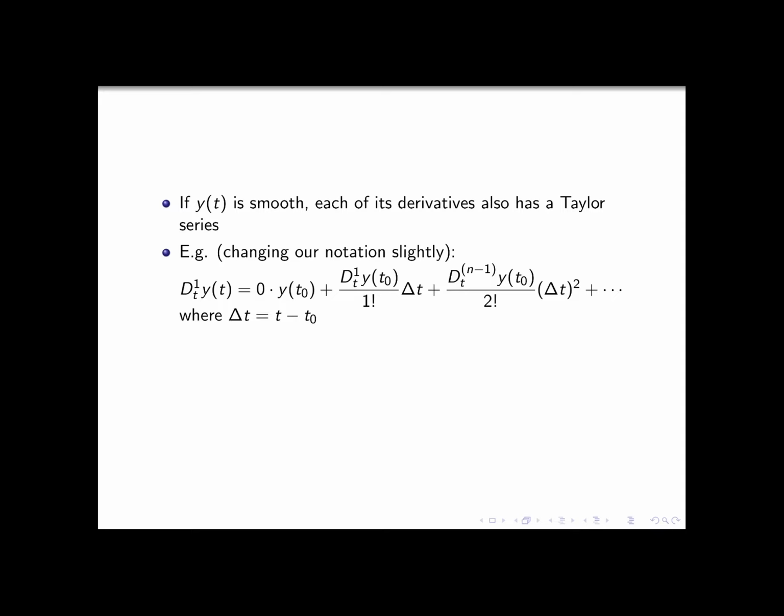So if we change our notation slightly and use the capital D for the differential operator, the subscript t for the variable that we're differentiating against, and the superscript as the order of the derivative, then your Taylor series looks like this. But we can do that for the second derivative, the third derivative, the fourth, and so on, right? So where does that take us?